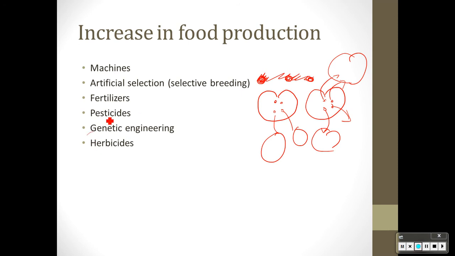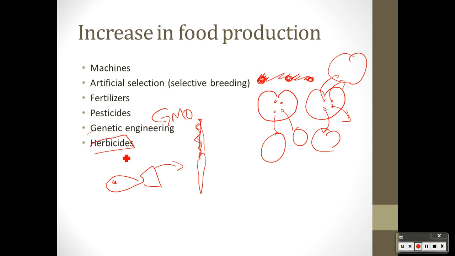Genetic engineering, that is taking genes from stuff like fish and putting it into our carrots to make our carrots bigger and better or resistant to disease. That's the GMO, genetically modified organisms. And then herbicides, killing the weeds. Herbicides, also known as weed killer. This is like the neatest slide ever.